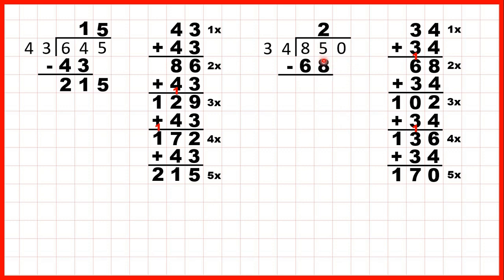We can't do 5 minus 8, so go to the left, 1 less, 1 in front. 15 minus 8 is 7, and 7 minus 6 is 1. So now we can bring down our final digit, bring down this 0, so we have 170 divided by 34. Now 170 is exactly 5 times 34, so we know that 5 must be the last digit of our answer.